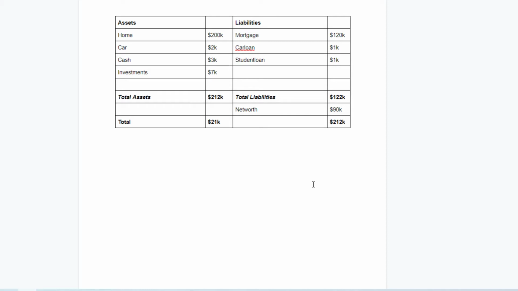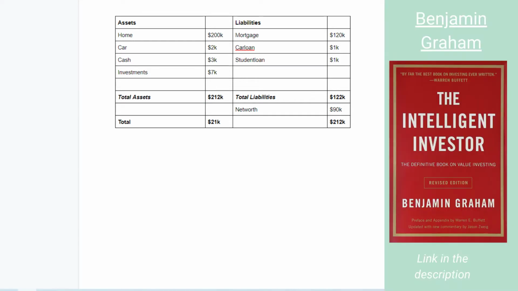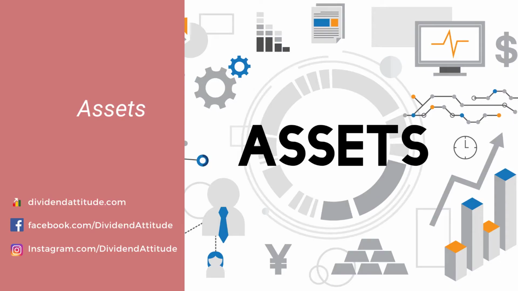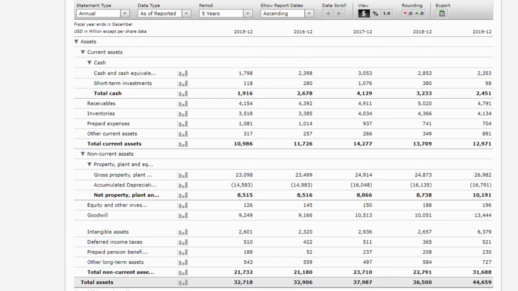The difference between total assets and total liabilities is what the company is worth on paper. This is a very important concept to understand, because the closer the equity is to the market price, the safer the investment is. This is also referred to as the margin of safety, which is coined by Benjamin Graham from The Intelligent Investor. So here we have the balance sheet of 3M.